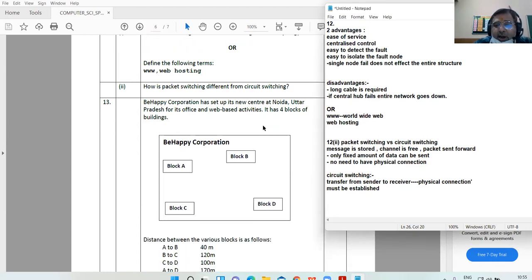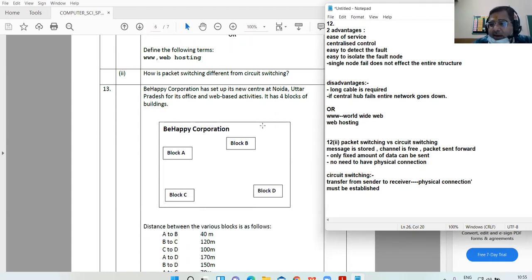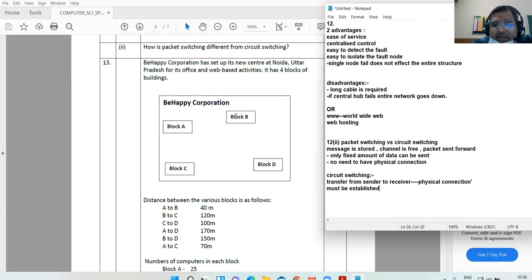All right. Now, beta, from the networking chapter, you will definitely get one comprehension based case study. Such type of case study always comes for 4 or 5 marks. And there are 2-3 questions in the case study that are common, similar, and fixed. Now, all of you carefully go through the case study first.